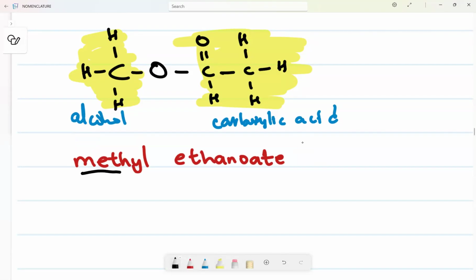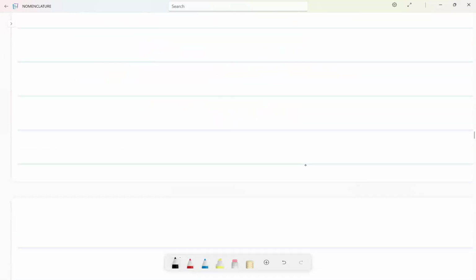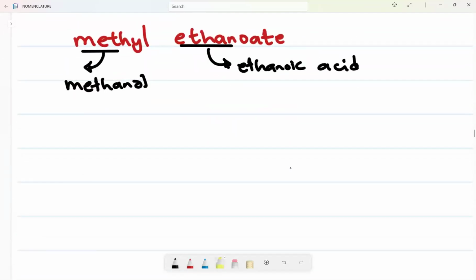From this one, you can see it is meth, and it comes from alcohol. So what kind of alcohol was that? Was methanol. Methane, remember alcohol, it is -ol. Then this one comes from what? Ethane, but it is carboxylic acid. It is what? Ethanoic acid. So it means methanol, when it reacts with ethanoic acid, it forms what? Methyl ethanoate. Let's look at the other example.